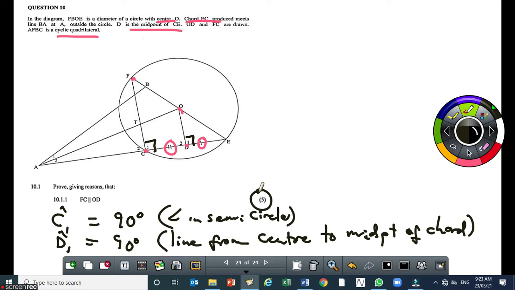Once I have these two, I'll move on to the next step. Then I'll say, therefore, FC is parallel to OD. My reason: corresponding angles equal.